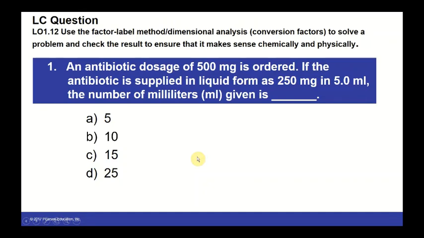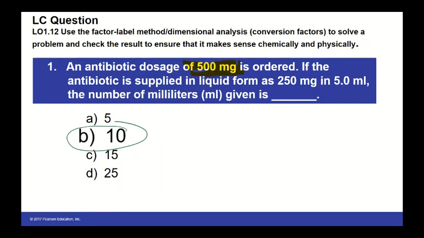All right, why don't you try this problem on your own? You can pause the video if you need more time to finish your calculations. The answer is 10 milliliters.